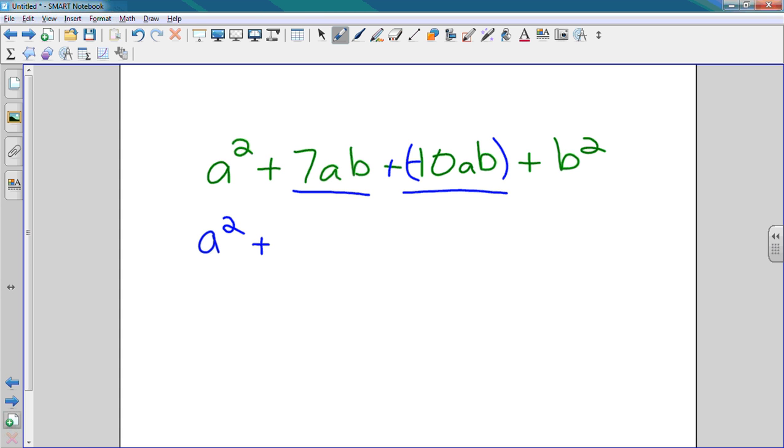So I have 7 black chips and 10 red chips. I combine them. What do I have left? Negative 3 ab's. Do you have any b squared anywhere else? No. So guess what? B squared just stays. That is as far as you go. That's as simple as it gets. That's it. That's done. Stop. That's the answer.